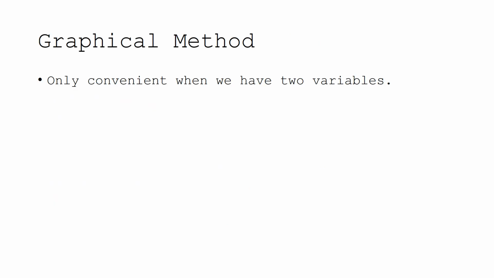The third approach that we have is the graphical method. But this graphical method would be convenient if and only if we have two variables, like for example here x and y. But if we have x, y, and z, we will need to plot a three-dimensional figure, which might not be convenient, and the previous two methods are more convenient than the graphical method.